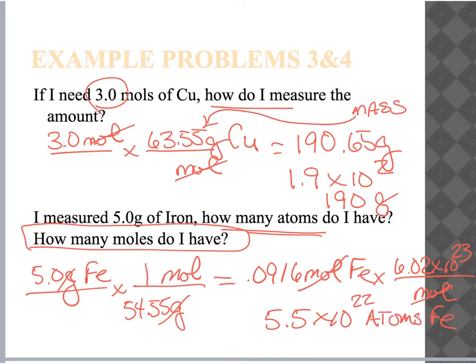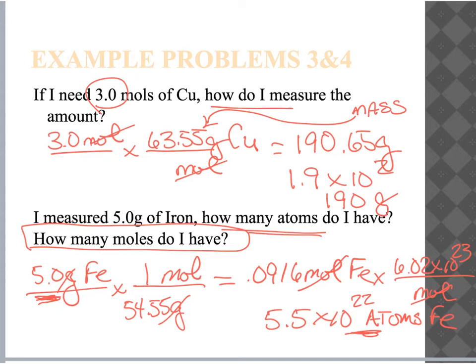Now, a couple things I want to point out here. From the example problems 1, 2, 3, and 4, what I want you to see is moles are kind of the central figure to all of these calculations. If I want to go from atoms to mass, I need to go through moles first. So right here, I started with mass, and I wanted to go to atoms. I had to go through the mole before I got there. I kind of like to think of the mole as a central station. You have to go there before you can go anywhere else.